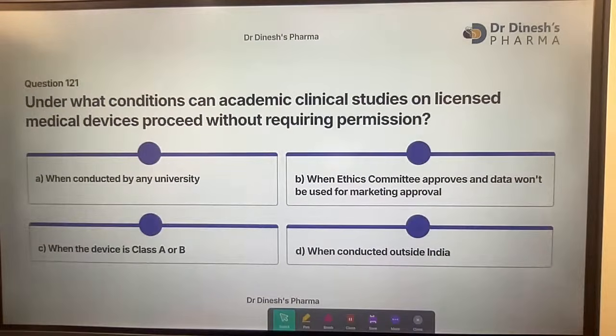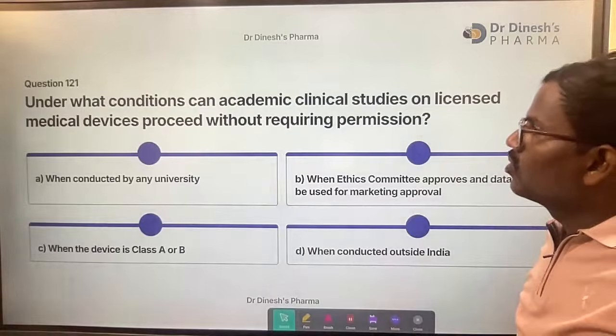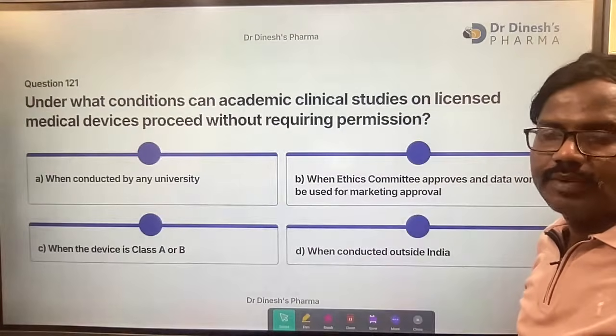Next question. Under what conditions can academic clinical studies on licensed medical devices proceed without requiring permission? So like colleges, if colleges want to do an experiment on licensed medical devices, proceed without requiring permission. When conducted by any university, when ethical committee approves and data won't be used for marketing approval, when the device is class A or B, when conducted outside India. This is a very good question and a simple question but a confusing question. Please answer. Answer please, all of you.